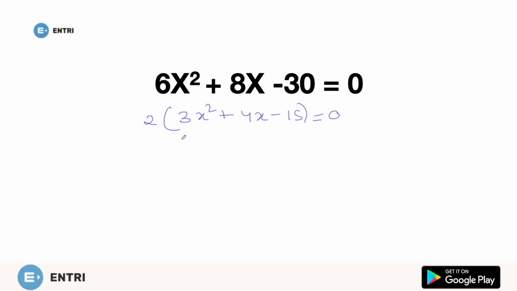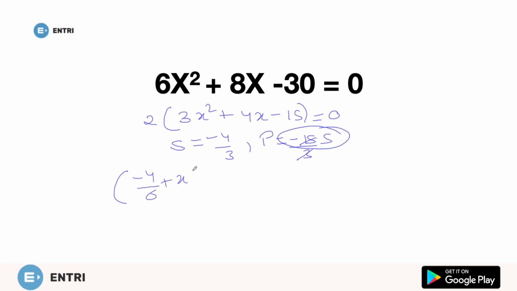That means now we have got the sum is 4 minus 4 by 3, and the product is, what will be the product? It would be minus 15 by 3. That is what? That is 5. That would be minus 5. Now what I'll do? I'll take it half. What would be the half of it? Minus 4 by 6 plus x into minus 4 by 6 minus x, and what is the product of it?